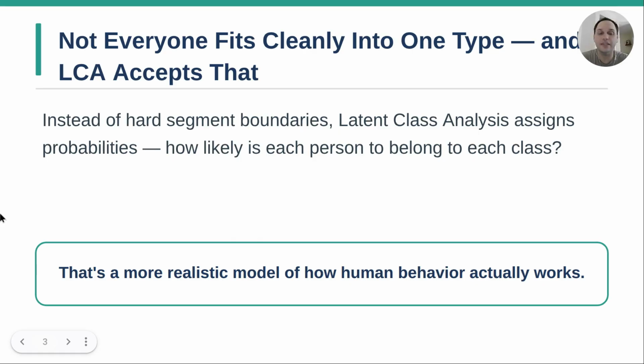Latent class analysis takes a different approach. Instead of forcing every respondent into one rigid group, it assigns probabilities. How likely is this person to belong to each class? A respondent might be 72% likely to belong to Class 1 and 28% likely to belong to Class 2. That probability reflects genuine ambiguity. The data suggests this person shares characteristics of both types. That's not a weakness of the model. It's a more honest and more realistic description of how human behavior actually works. Not everyone is clearly one type, and LCA is a segmentation method that accepts that.